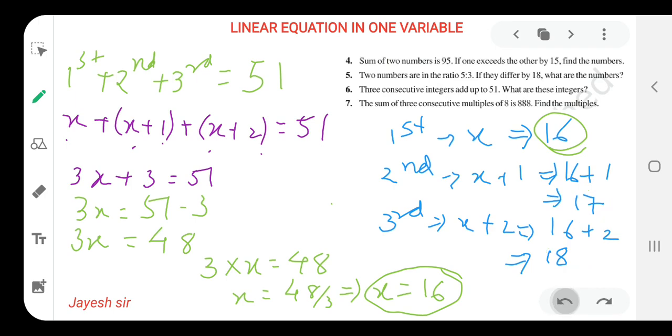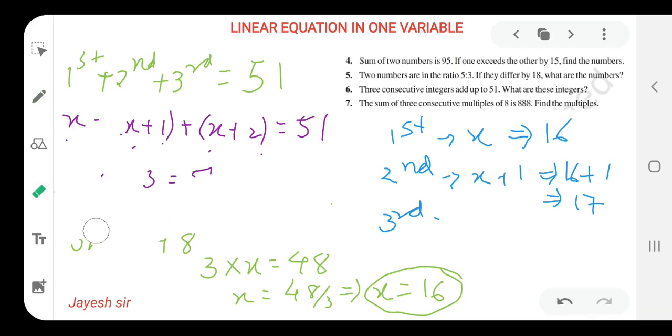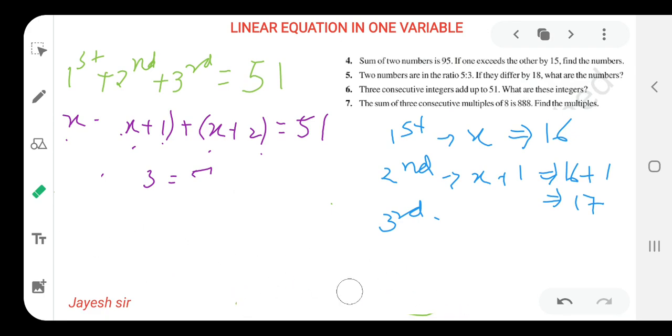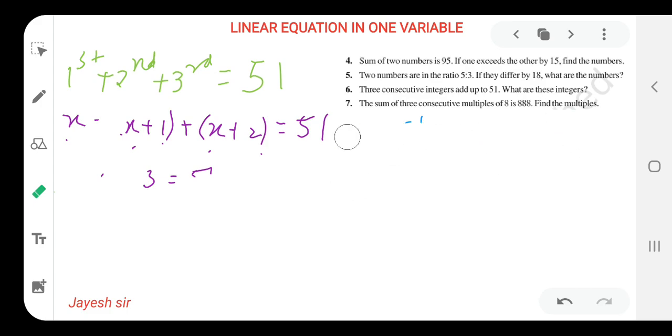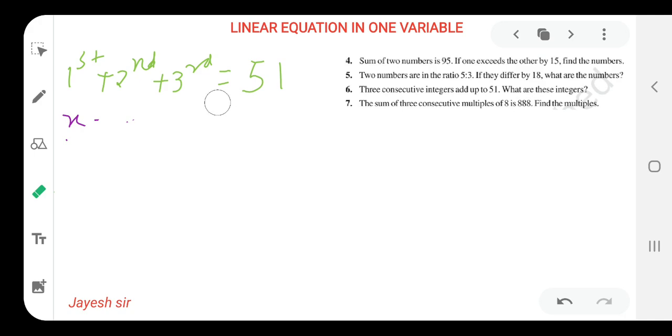Now let's begin with the last sum for the day, that is the seventh sum. The sum of three consecutive multiples of 8 is 888. Three 8s means 888. That's the sum of three consecutive multiples of 8.